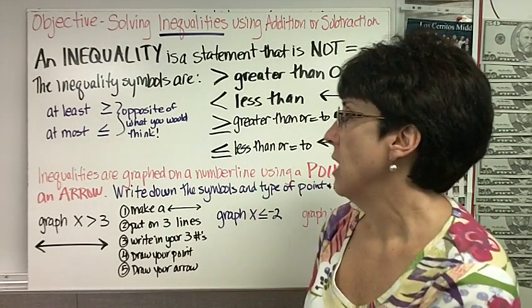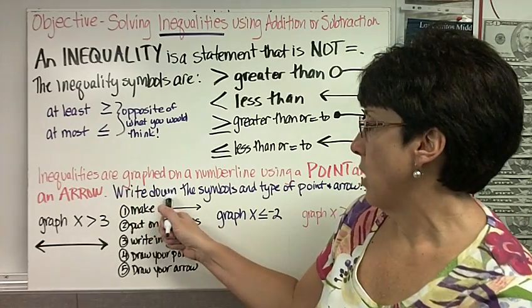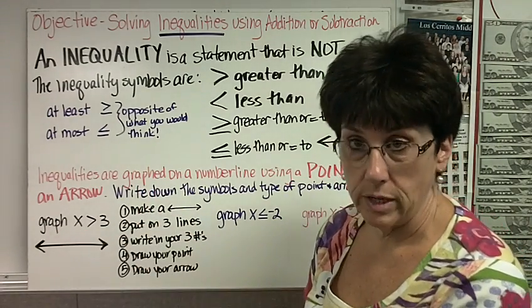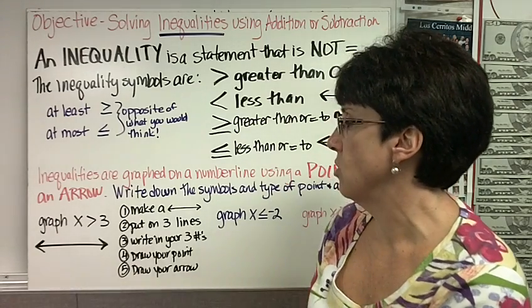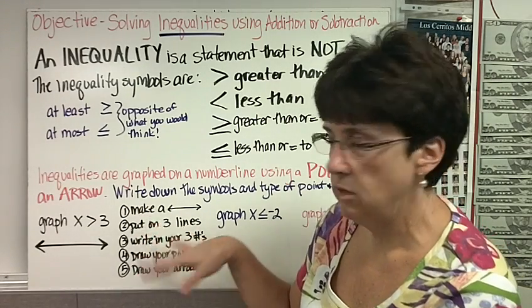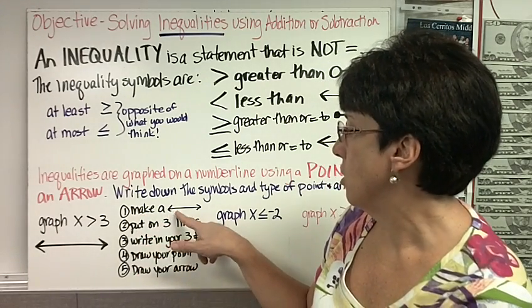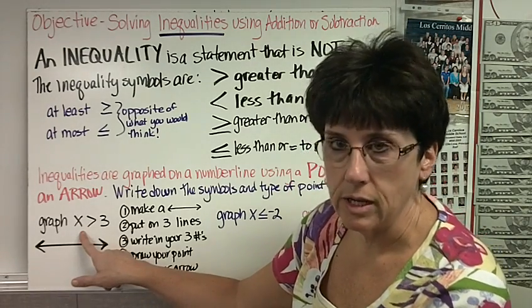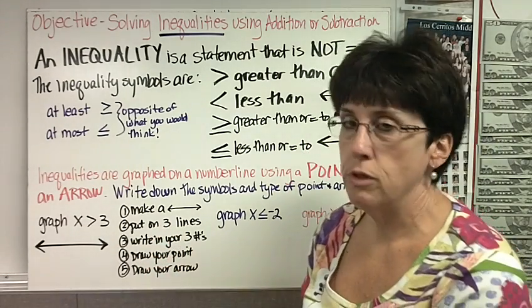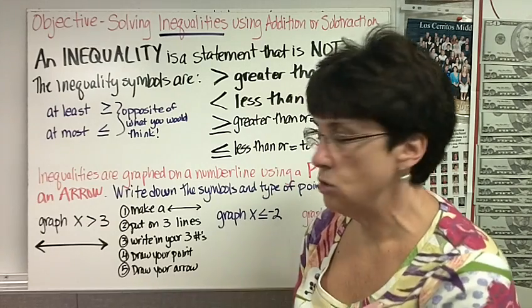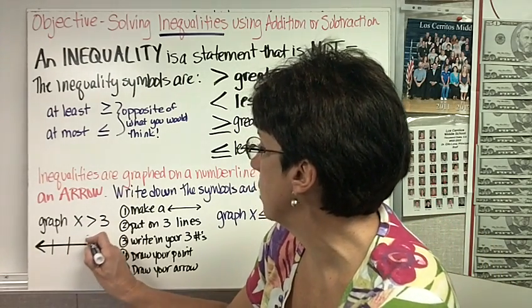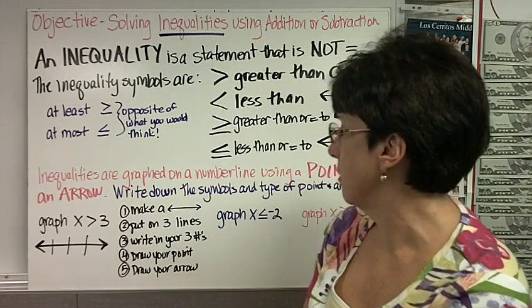All right? So let's graph x is greater than 3. Here are the steps you need to do. Number 1, you draw a number line. It doesn't have to be much longer than your answer. Number 2, you put 3 lines on. For me, I just want 3 lines. These are the increment lines. Kind of try to space them the same distance apart.